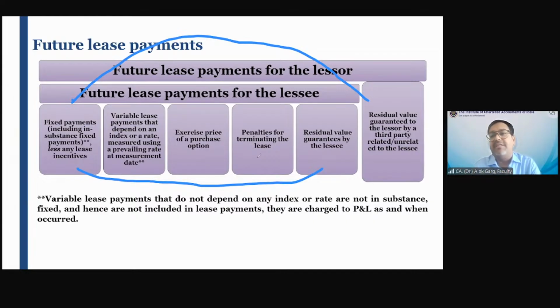Penalty for terminating the lease. The termination option is there and lessee is also certain that lessee is going to avail the termination option. And if there is any penalty for the termination option, that penalty is also going to be considered. I am talking about the commencement date. I am talking about the meaning of lease payment because these lease payments will be required. These lease payments are important for computing the right of use asset, for identifying the present value of the lease payment.